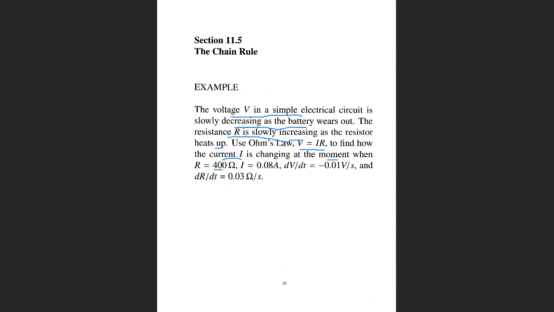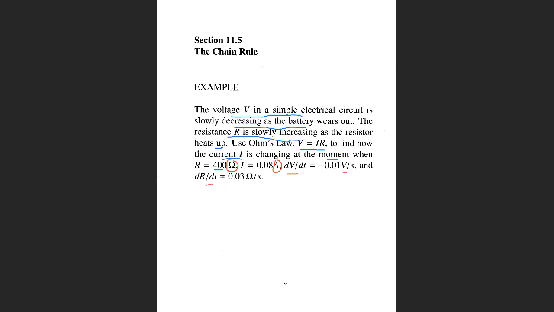What does this symbol stand for? This symbol here. Good, Chris. 400 ohms. Current equals 0.08. What's A? Amperes. Good, Chris. Good, Ryan. And then you have these rates, in volts per second.